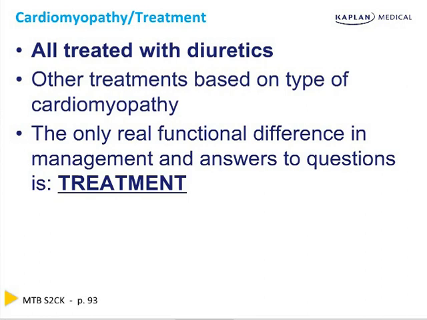Fundamentally, in terms of different answers, the only difference is the management question, the answer to the question on treatment. That's it. Shortness of breath is the same on all of them. EKG and chest x-ray are non-specific on all of them. Echocardiogram is the most accurate on all of them. So what's different? Treatment.